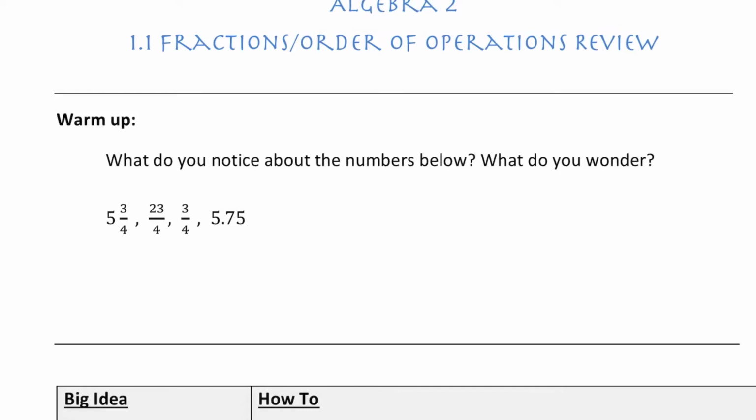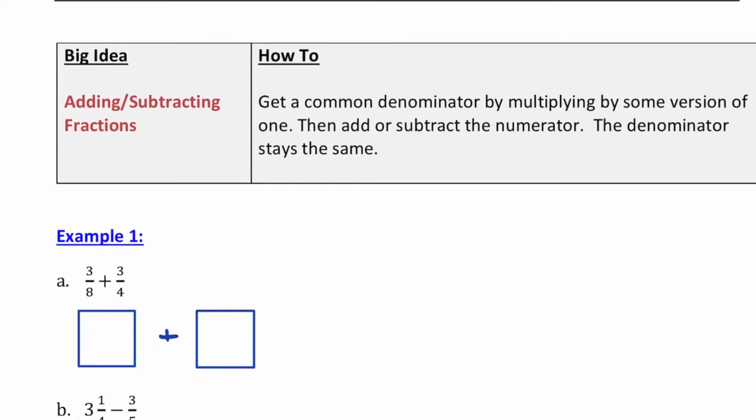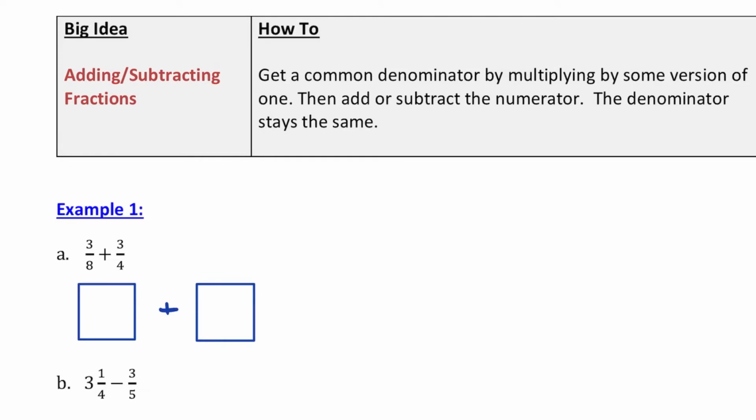We're going to start with reviewing some operations on fractions. So we'll start with adding and subtracting. What you need to do when you add or subtract fractions is, if you don't already have a common denominator, get one by multiplying your fraction by some fancy version of 1. So say you have like 3/8 plus 3/4.